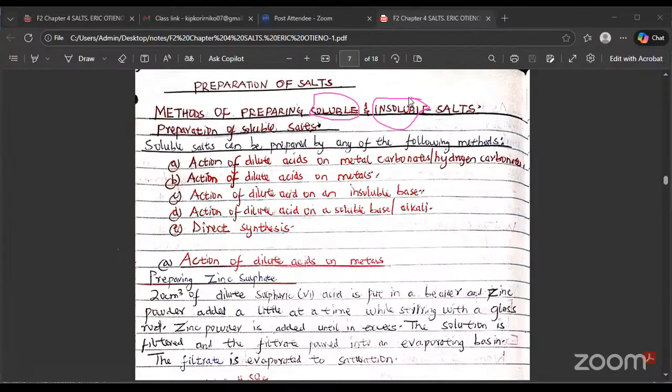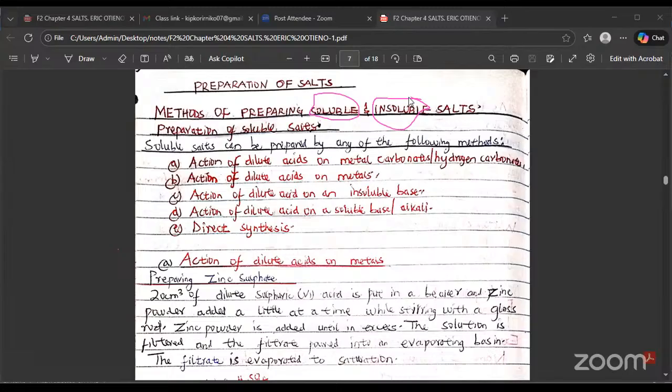This one is what we do in Form 1. It is a preparation of hydrogen, hydrogen and water. That is the last topic in Form 1. It is actually done. Action of dilute acid again on an insoluble base.